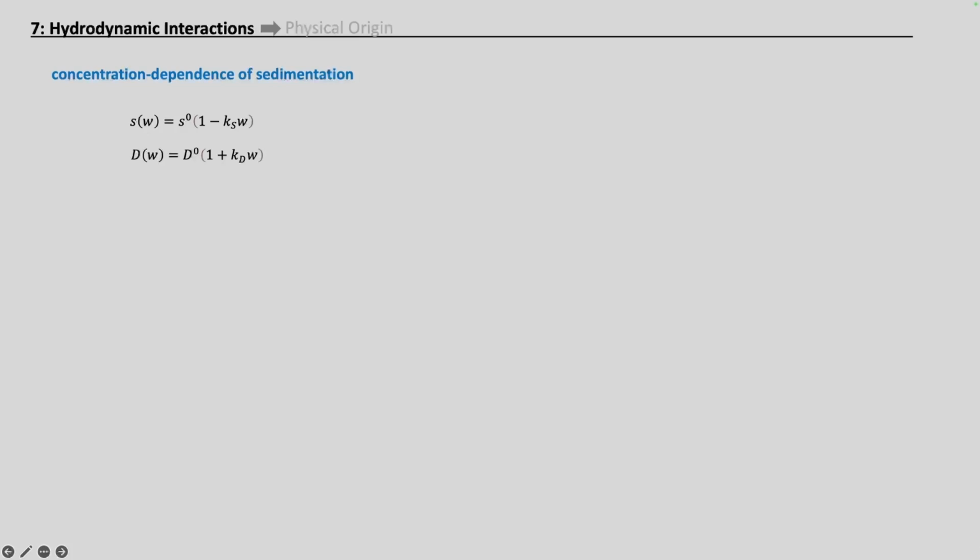So far, this is just a phenomenological coefficient similar to virial coefficients, which we can measure. So, for example, for BSA, it is about 0.01 per mg per mil, meaning the S values will be reduced by about 10% at 10 mg per mil of protein.